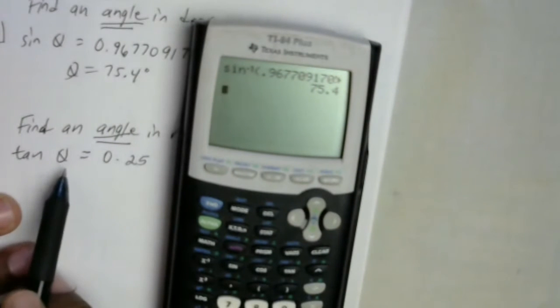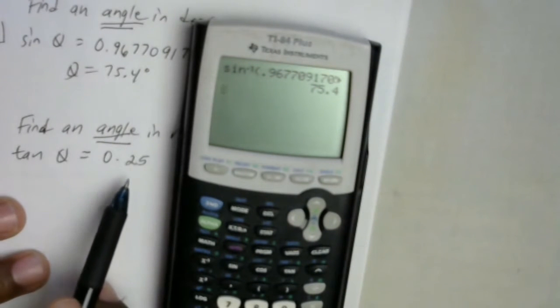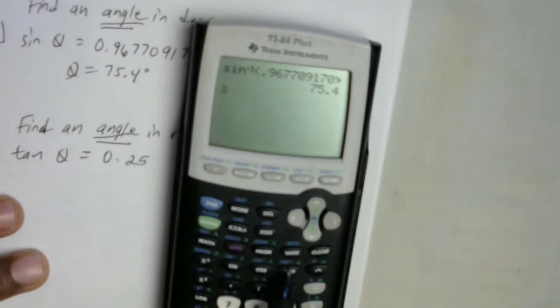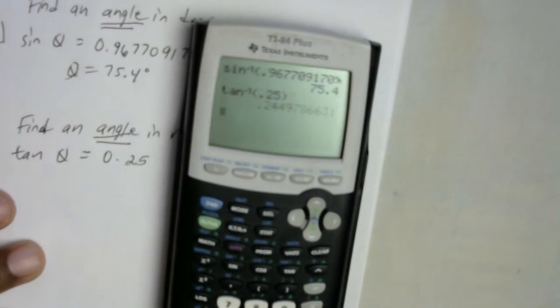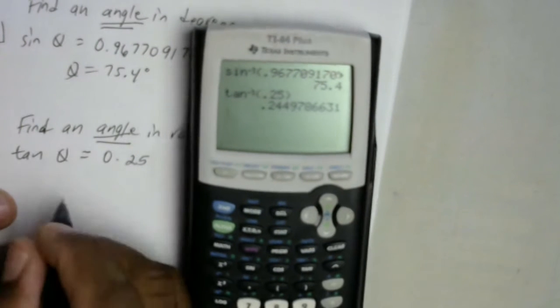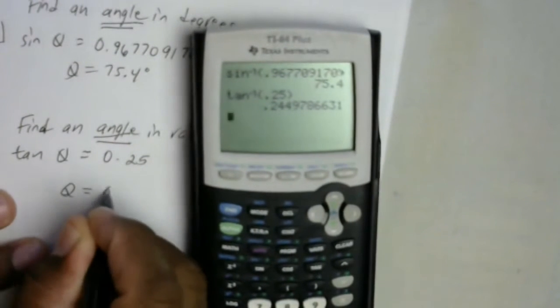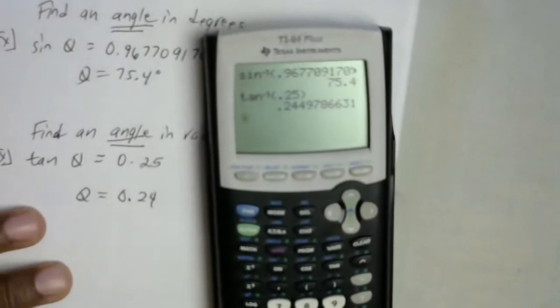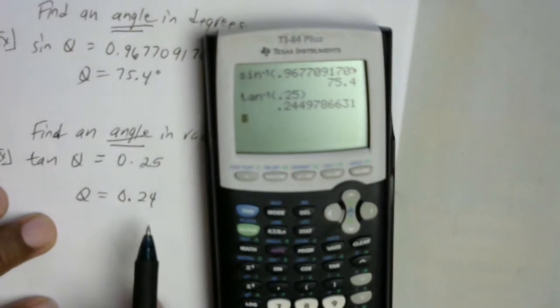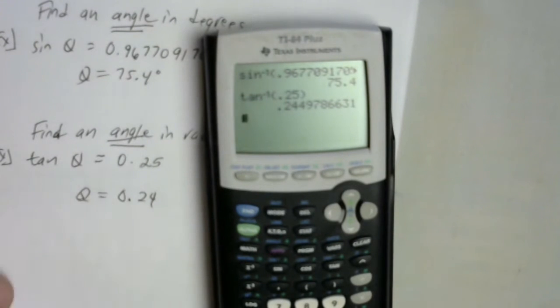In order to find an angle that has a tangent value of 0.25, I'm going to use the arc tangent, or the inverse of tangent. So I'm going to use second and tangent, which is the inverse of tangent, 0.25. And I have theta is equal to 0.24. So an angle of 0.24 radians has a tangent value of 0.25.